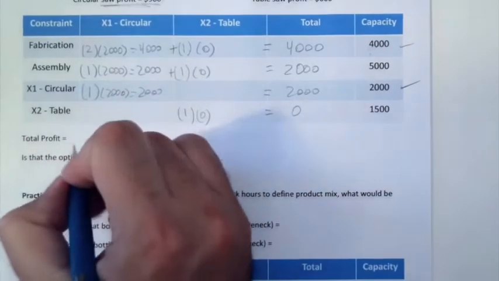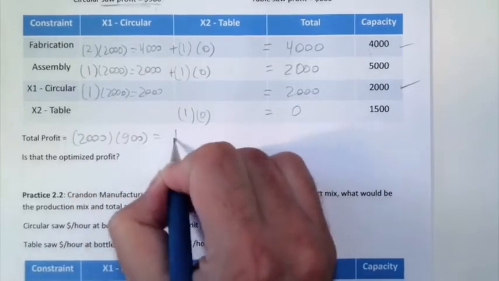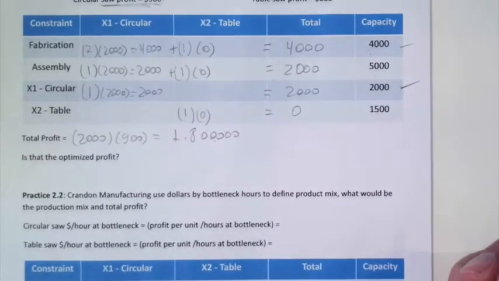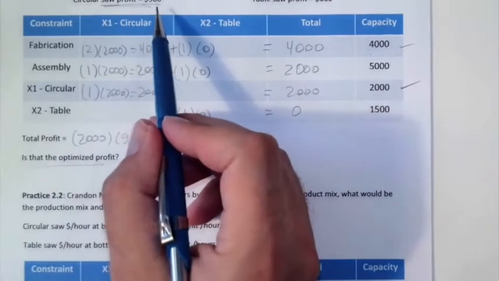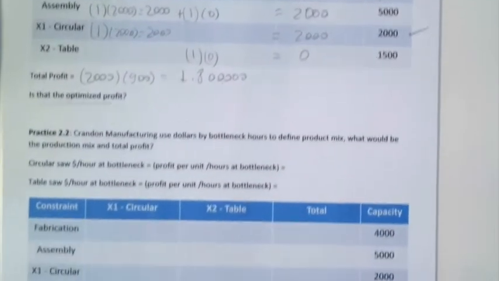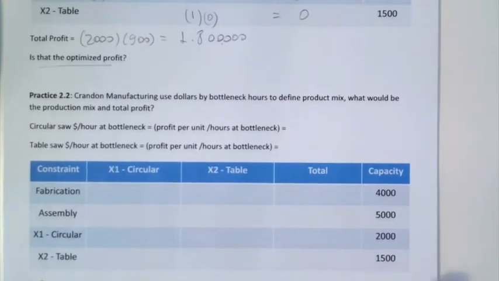So what is going to be my profit is going to be that 2,000 times 900, which is 1.8 million, right? That's my profit. Okay? Question: is that profit optimized? Is that the highest amount that I can make in this situation, right? If I'm looking only from a financial standpoint, I would say yes, it is. But we're operations people, right? And we need to look a little bit further than that to try to understand what is limiting our ability to produce.